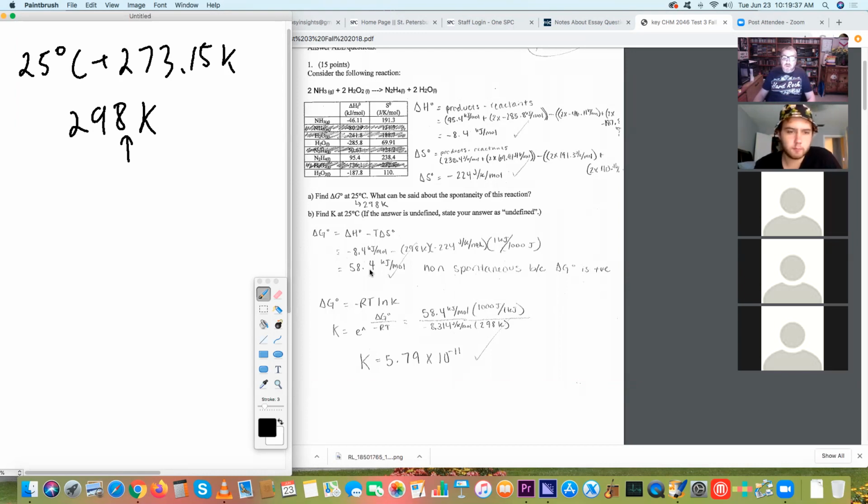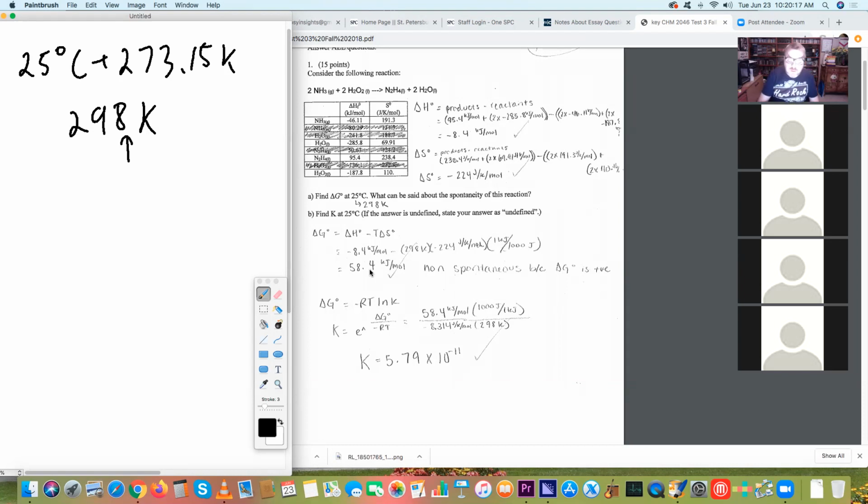Okay. The next one here is delta G to K. Now, the equation that you're given here, and this is given at the end of the test, is delta G is negative RT ln of K. So we have to isolate K there. So we take the RT over the other side, so that's delta G naught over negative RT. And then in order to get K isolated, we have to take everything to the power of e. So e to the power of delta G over negative RT. So you can see everything gets plugged in there.